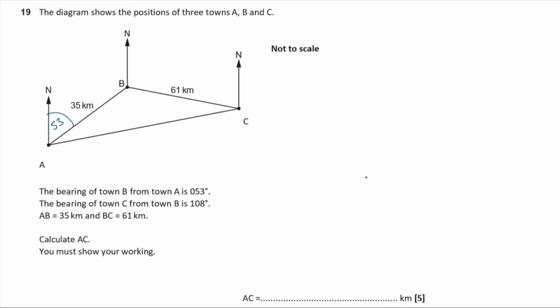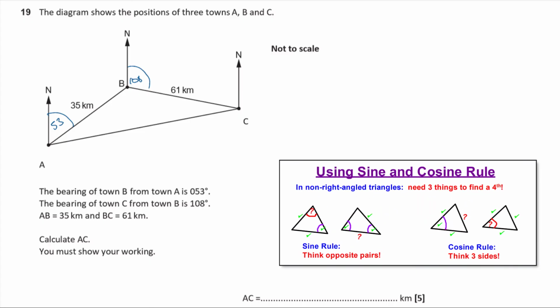So C from B is this angle here then, isn't it? So that is 108 there. Okay. AB is 35. That is on the diagram. And BC is 61. That is on the diagram. We need to calculate AC. Now, this is most likely going to be a trigonometry question in non-right angle triangles. So it's a sine rule or the cosine rule question. Is it the sine rule? Is it the cosine rule?